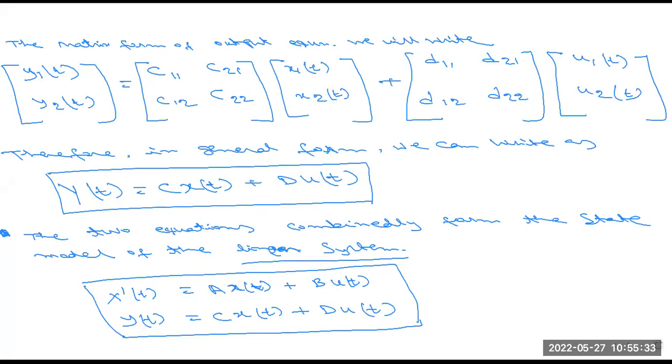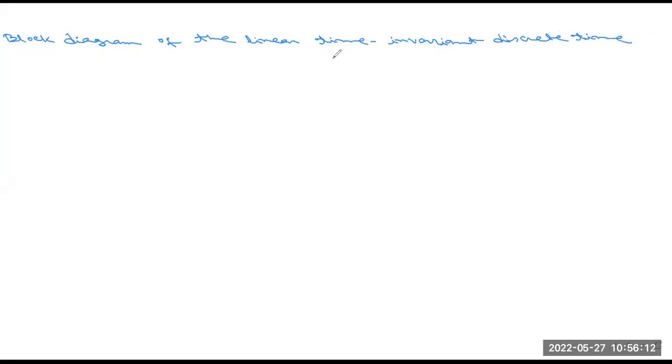So I am going to another question. This is the block diagram of the linear time invariant discrete time control system represented in state space. ऐसे आप लोगों को क्वेश्चन दिया जाएगा.